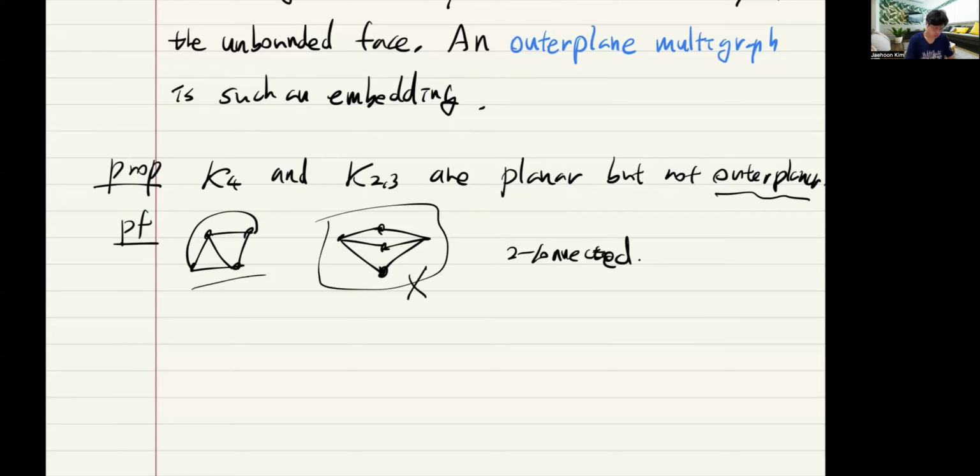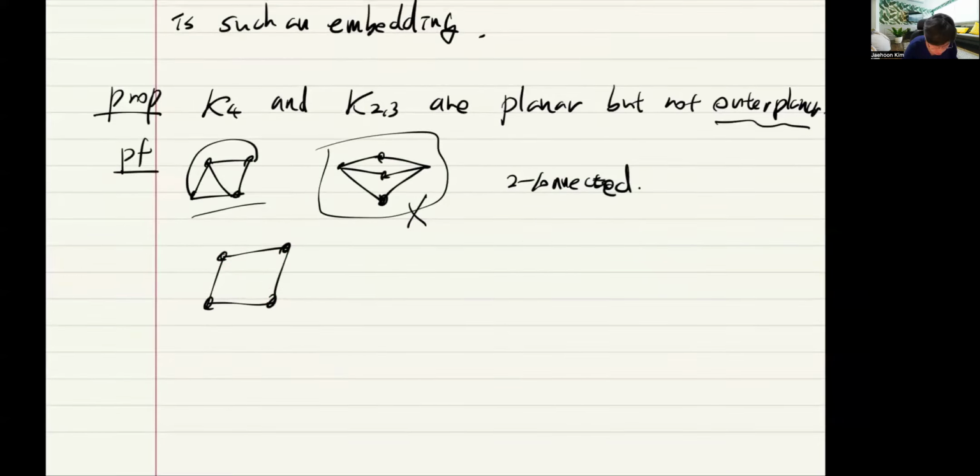And here, this has a spanning cycle. K4 has a spanning cycle, but in that case, you have two additional chords. Both of them have to be inside of this spanning cycle. If one is outside, then it's not an outerplane embedding. But in that case, they are conflicting with each other, so you cannot put them. So they are not outerplanar.